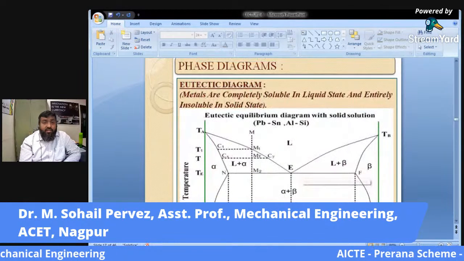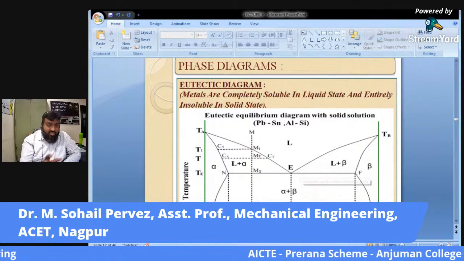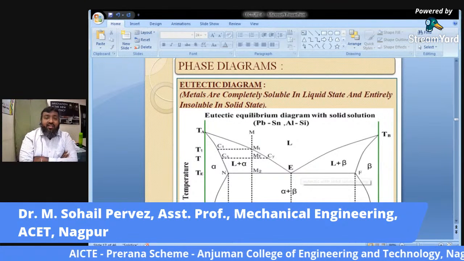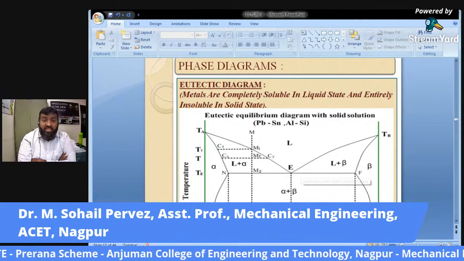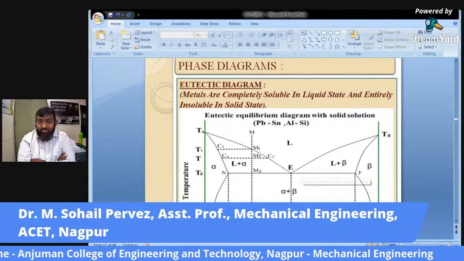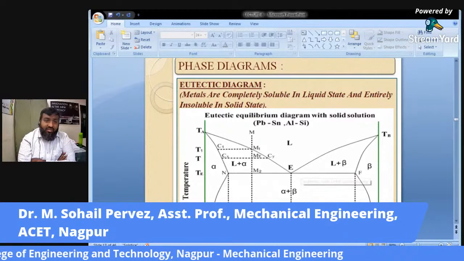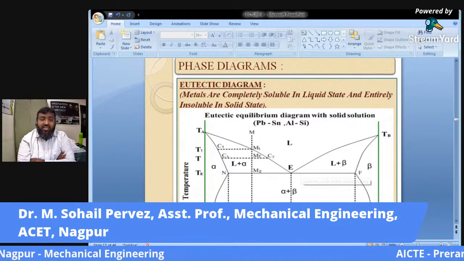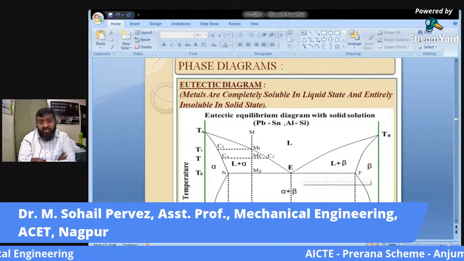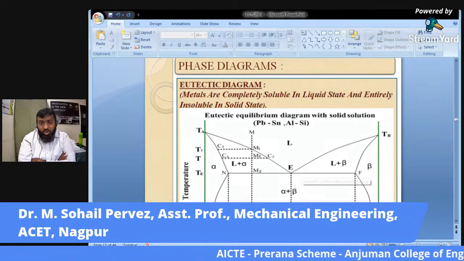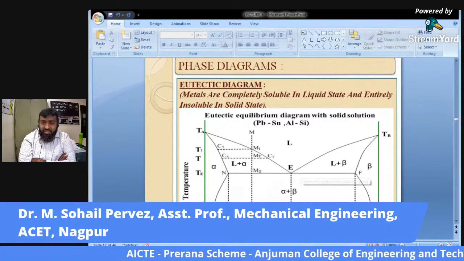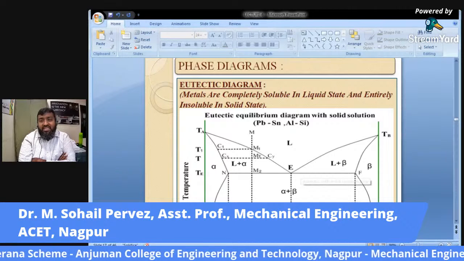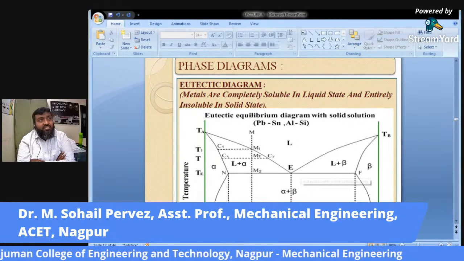The next, now this is a eutectic diagram. This we have studied in our metallurgy, our material science, but why it is present on this screen, the reason is just to revive the basic fundamental of eutectic diagram, because this diagram is drawn when metals are completely soluble in liquid state and entirely insoluble in solid state.